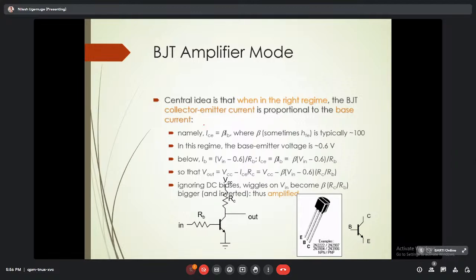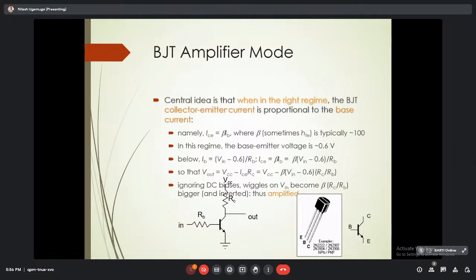Simply, the central idea is that when in the right regime, the BJT collector-emitter current is proportional to the base current. We have certain equations for the transistors. We call it the current equation, where IE, the current flowing through the emitter, is equal to IB plus IC. That is the relationship. If 100% current flows through the emitter, then only about 95 to 99% current flows through the collector, and the remaining 1 to 5% current flows through the base.